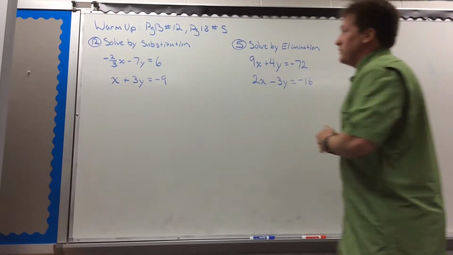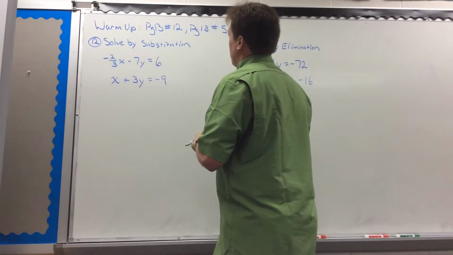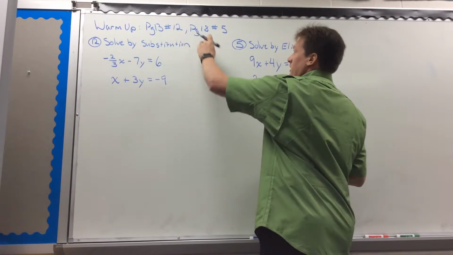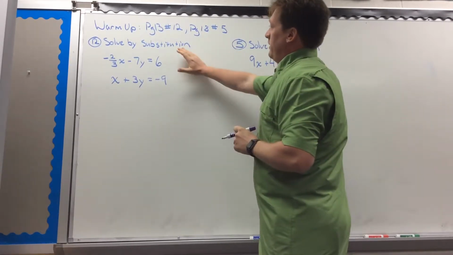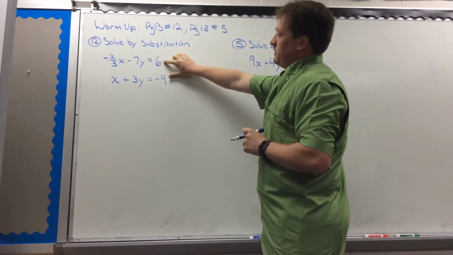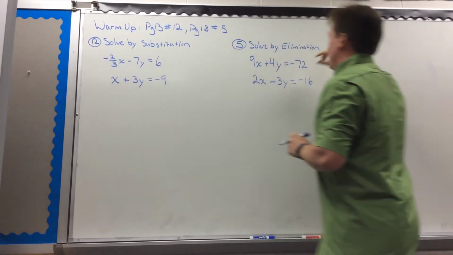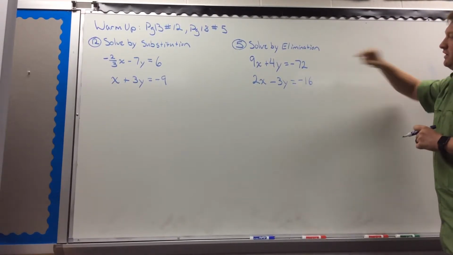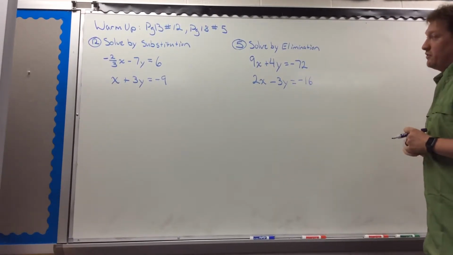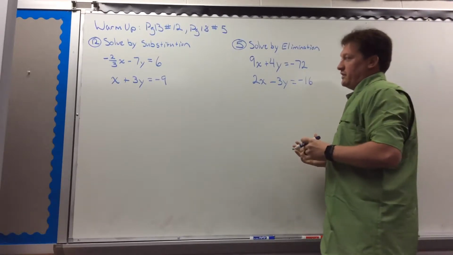All right, warm up time. Here we go. We have our packet, page 13, number 12, page 18, number 5. For this one, the directions say solve by substitution with these two systems of equations. And on this page, for this question, it's solve by elimination so that we can get to our answer. We're looking for a coordinate point where these two lines intersect.